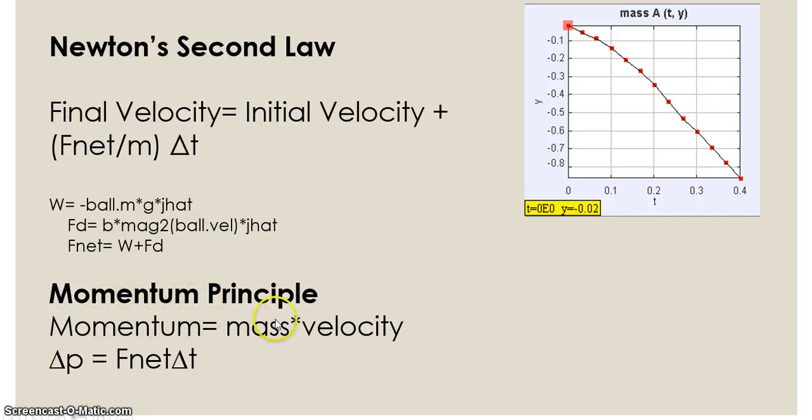Now we can briefly talk about the momentum principle. So momentum is mass times velocity, and then change in momentum is the net force times the time. And we know that a change in momentum occurred because there was a net force due to the fact that the object sped up and slowed down.